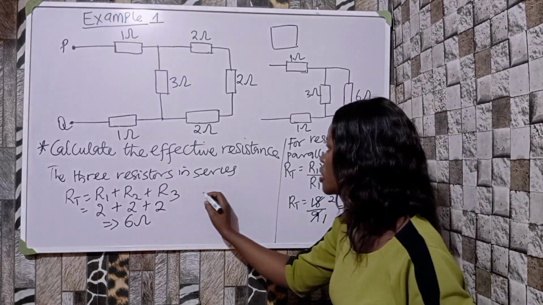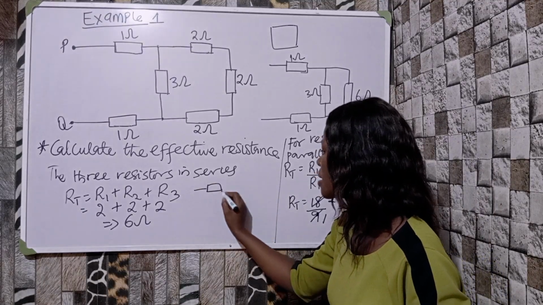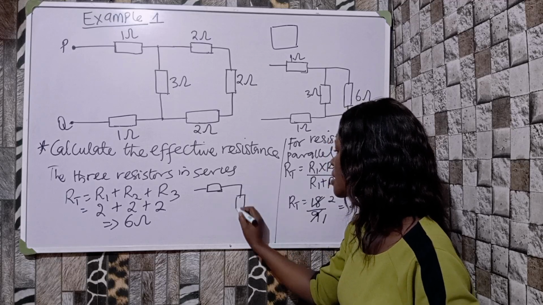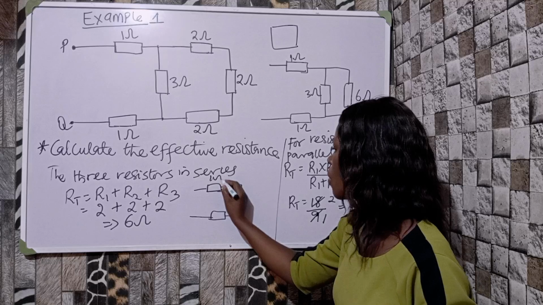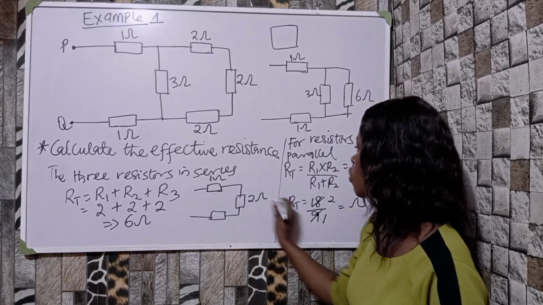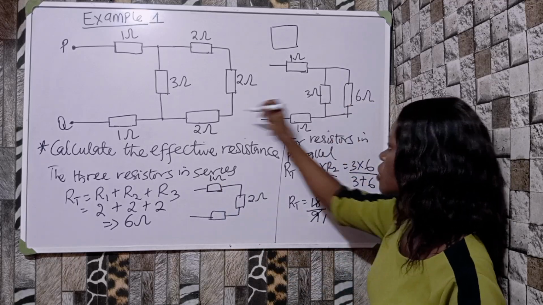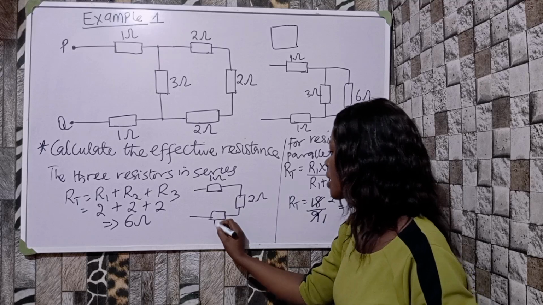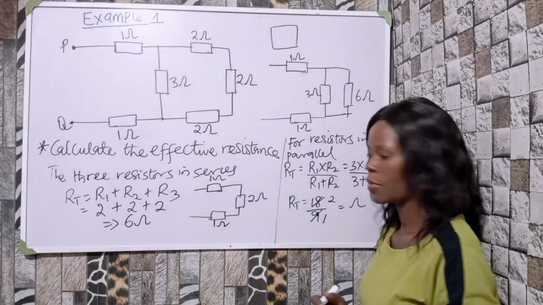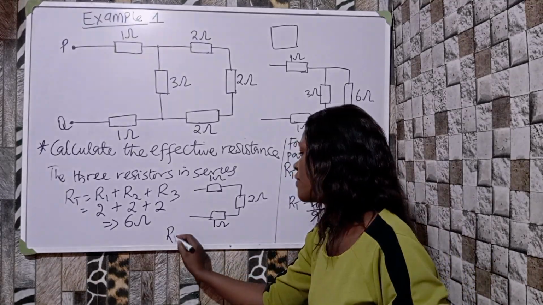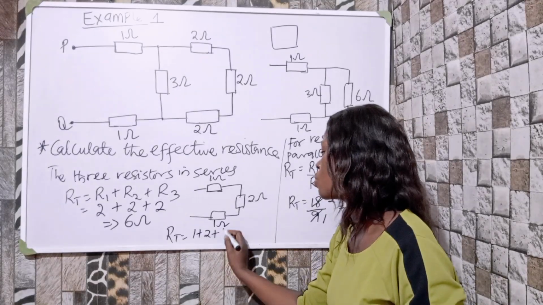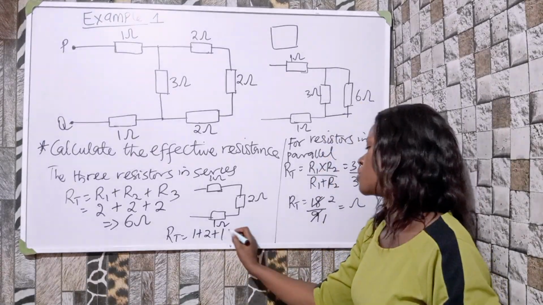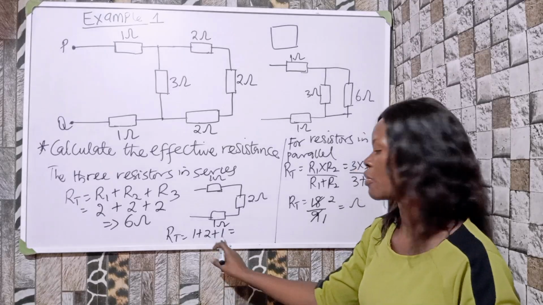So the diagram will change again to give me this, this, this. So this is 1 ohm, 2 ohm, because I've gotten these two to get 2 ohms here now. Then 1 ohm. Okay, so the final effective resistance becomes 1 plus 2 plus 1. So 1 plus 2 is 3, 3 plus 1 is 4.